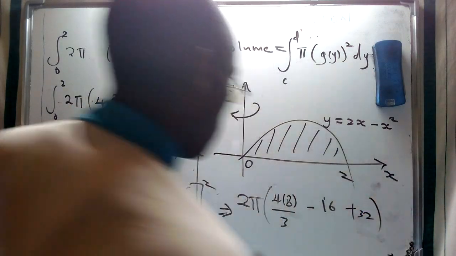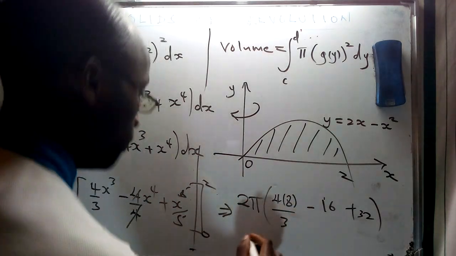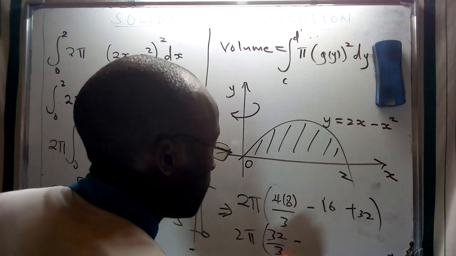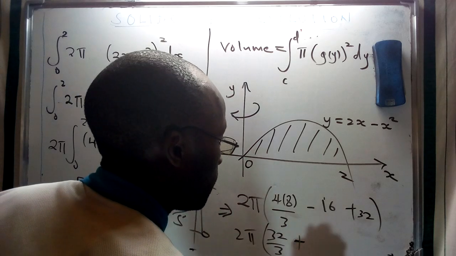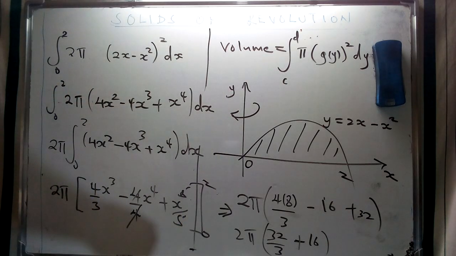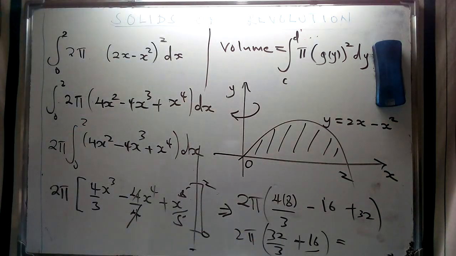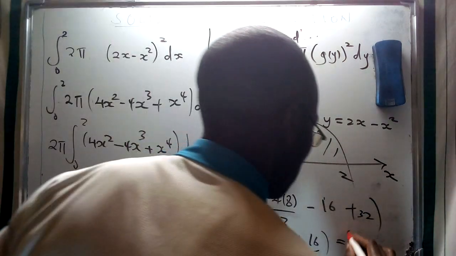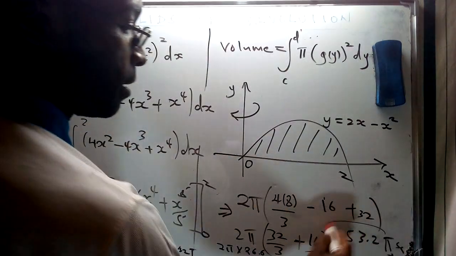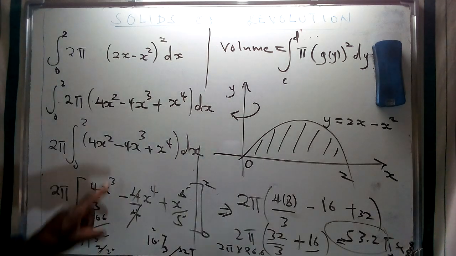And from this one we can evaluate those in brackets, whereby we're going to have this one as 32 over 3, 2 pi, and then this is going to be plus 16. So if we try to look at this one, we can do this and find a value which is going to give us the value. So this is going to be 53.2 pi cubic units. So we can just do a confirmation for this and try to see whether that's a correct figure in our substitution, and then we can give that one in the comment section.